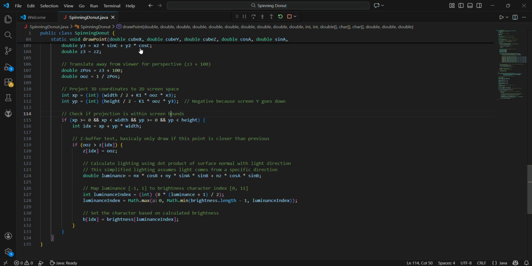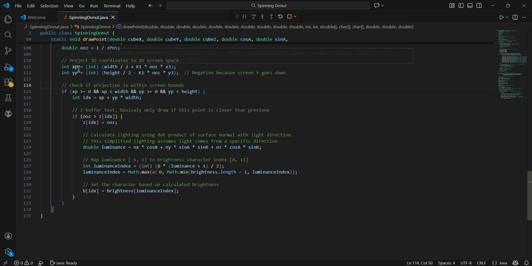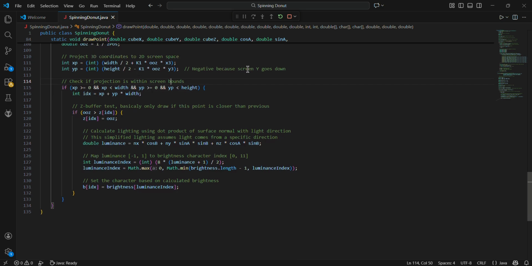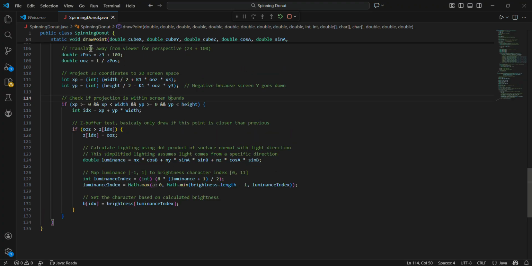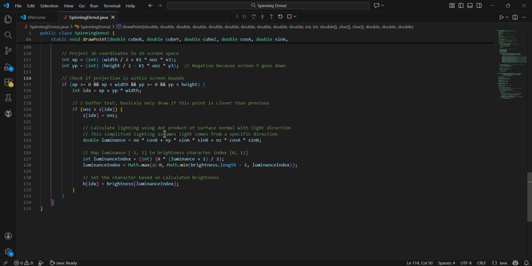So this is our translation here. In order to make it feel like there is perspective away from the viewer, we set up z position and OOZ to basically give perspective from the viewer. So we do 1 over z position, and then z3 plus 100 to give that distance. And then when we project 3D coordinates to a 2D screen space, we're going to typecast the x position to int, and then take width over 2 plus our scalar times our OOZ that we set up here, times our x3. And then same thing for the YP here as well.